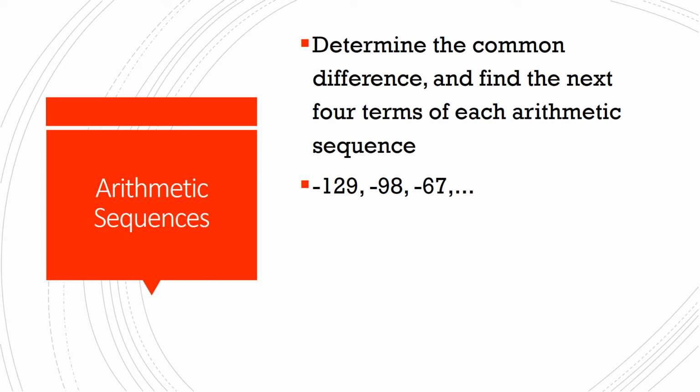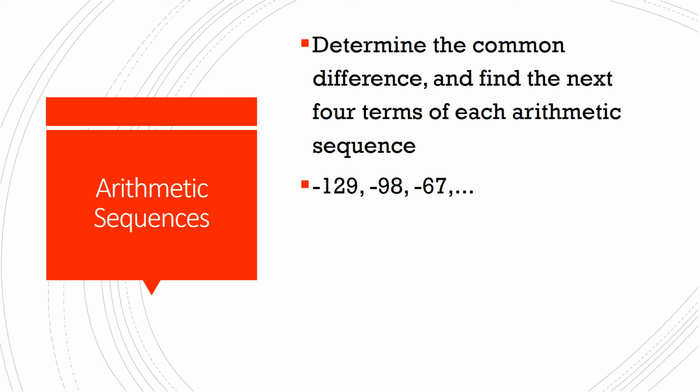So let's begin here. We've got a sequence, and it's infinite because we've got dot, dot, dot. Negative 129, negative 98, negative 67. And from that, we need to find the common difference. And then once we find the common difference, we are going to find the next four terms.